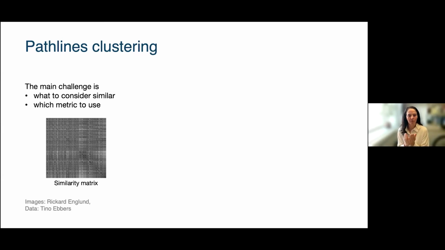You could think about path lines as similar when they're in close proximity and move together for a while. But you could also consider path lines as similar if they have similar curvature behavior or any other similar properties. Whatever you pick, you then have to compute distances between your path lines, and you get a huge similarity matrix in the end. And then you can use any clustering method to group your path lines together.